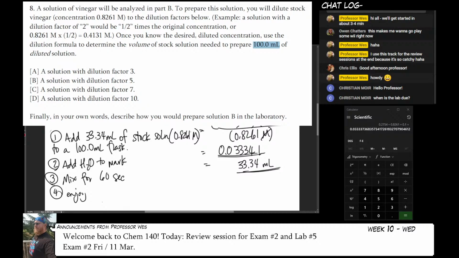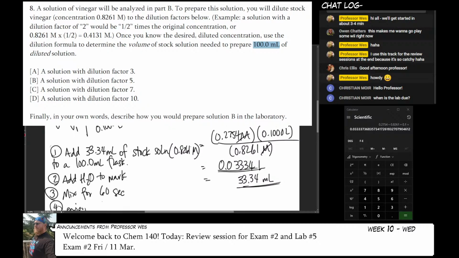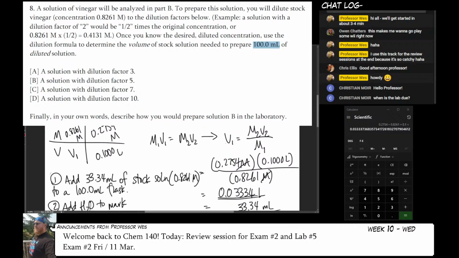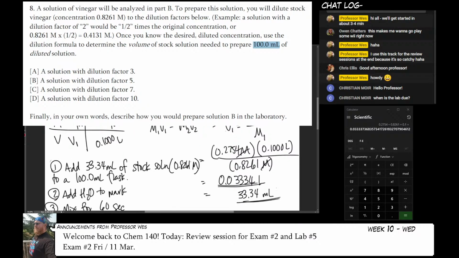All right, so I've shown you how to do part A for question number 8. You should be able to do B, C, and D now, where all you do is just change the number up here where we had dilution factor 3. You're going to turn that into a 5, a 7, or a 10. And that's going to affect this result that you get right here.